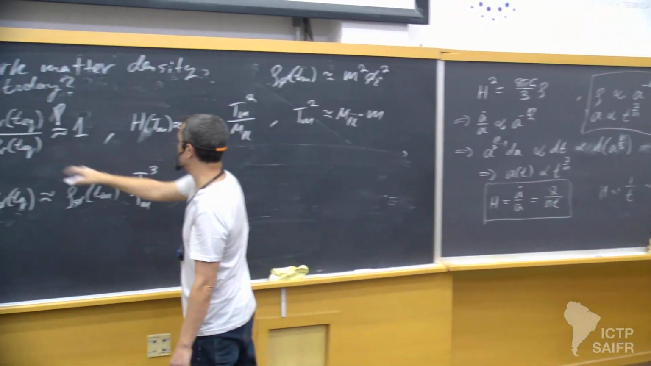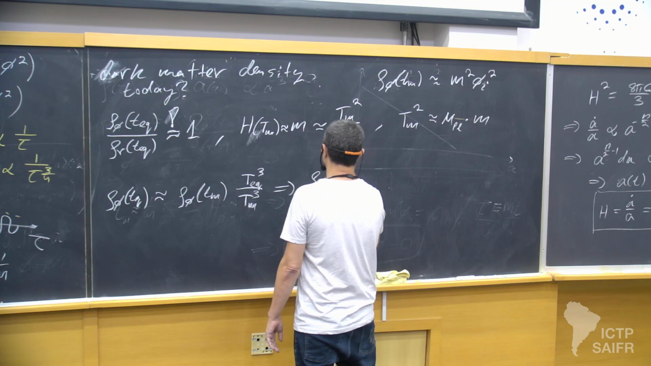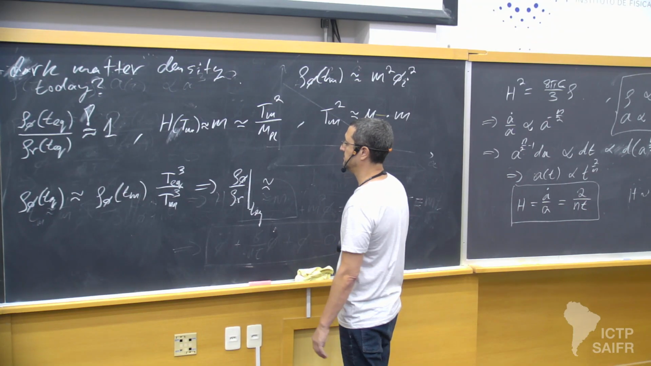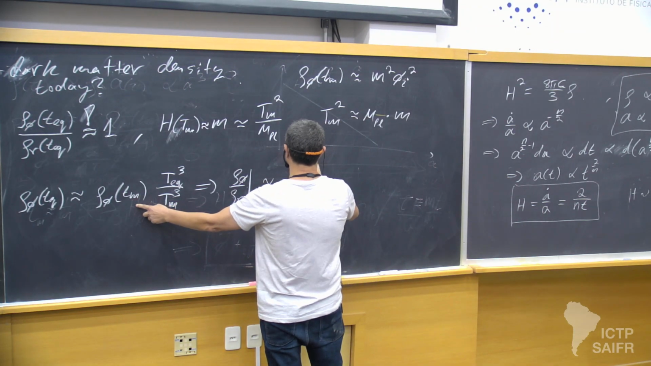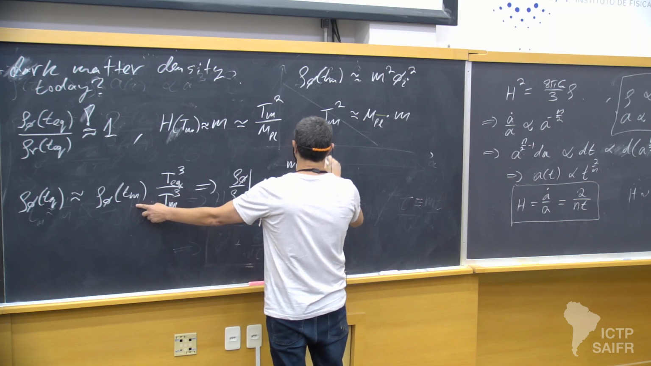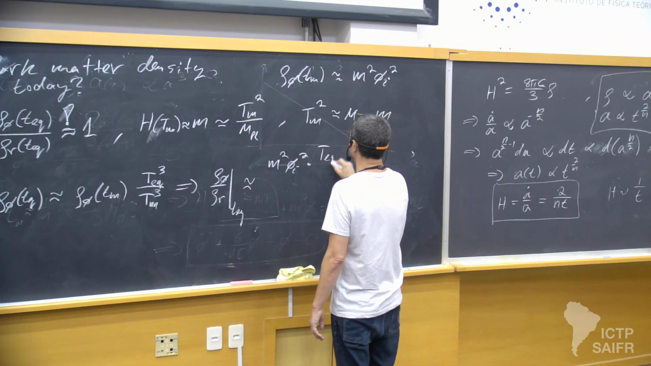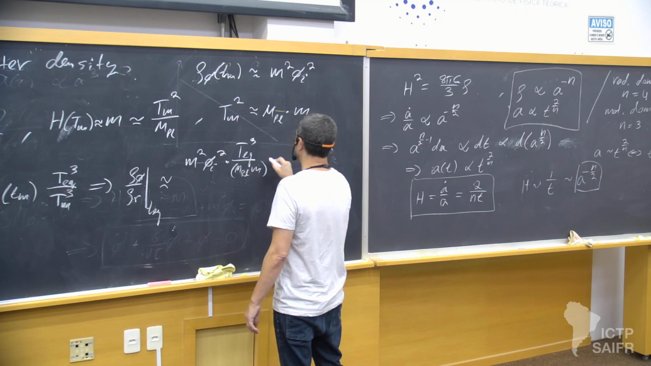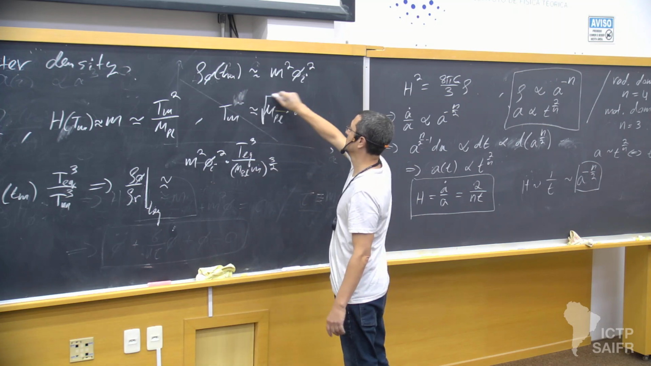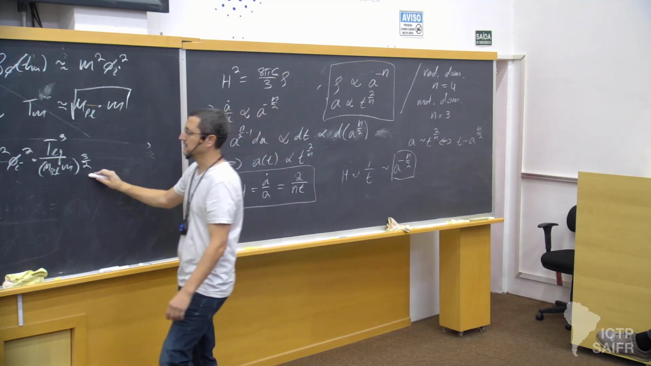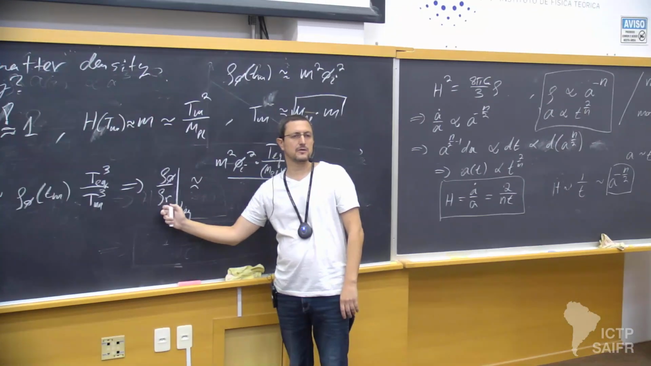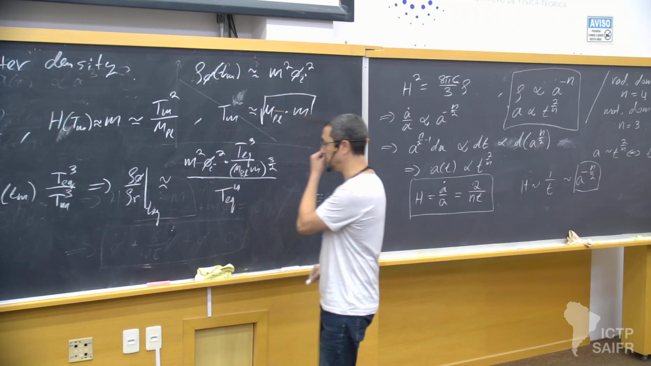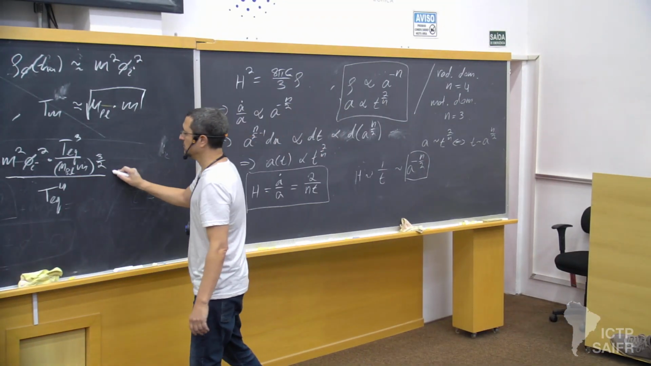So this ratio, rho phi over rho r at the equality, is very roughly, let's put that thing. So this is m squared initial phi squared, T equality cubed over m Planck, to the 3/2, right? Take the square root. Divided by the radiation energy density at equality, it is roughly T to the 4. So this is up to a number, T equality to the 4. And we are done with our requirement.